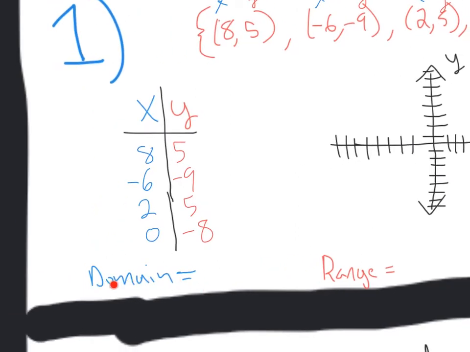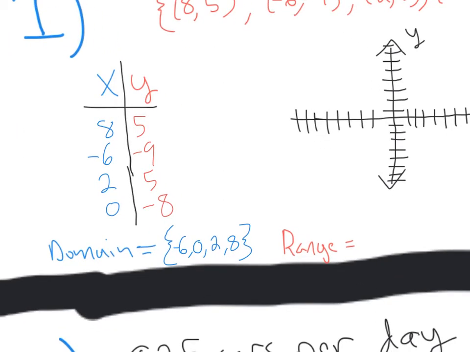You can write this on your homework sheet, and then you're going to write all of the x values in one set, or in one list. Typically you want to do this in order from least to greatest. So my smallest number is negative 6, so I'm going to put that one first. That's my smallest x. My next biggest x is 0, then 2, then 8. So those are all of the numbers that are in what is called my domain.